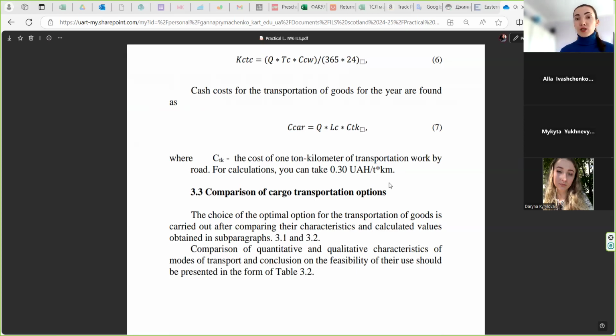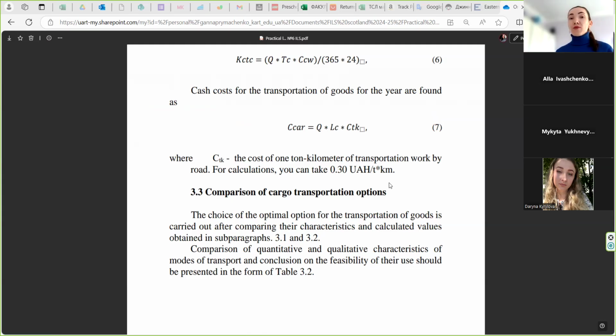Okay, and write is equal to, and the result is in hryvnias, UAH, the short name of this currency. Okay, calculate it, and it is all for these practical lesson calculations. We finished our task 3.2.